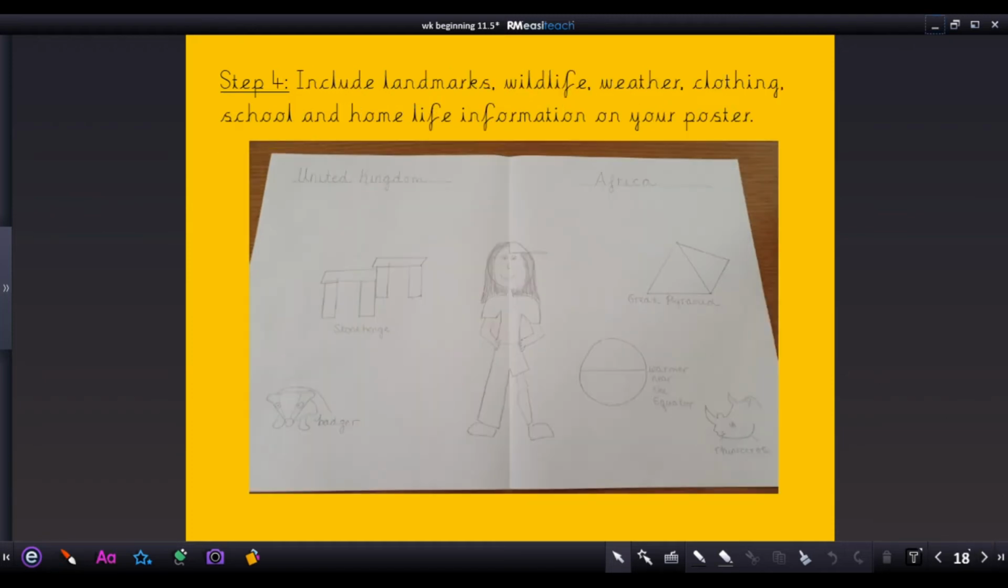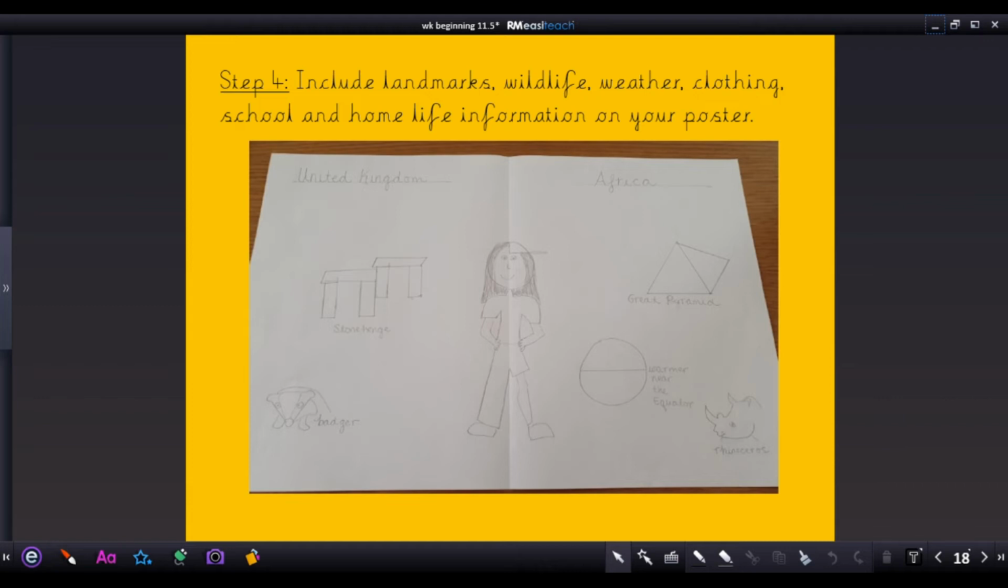For step 4, I thought about my mind map and made sure I sketched and drew some landmarks, examples of wildlife or the animals that might live there, things that reminded me about the weather, clothing that people might wear, and things about the school and home life that we have learned about over the last 2 weeks. I haven't included all of the information because I haven't had very long. Yours, I'm sure, will be much more complete because you have more time.